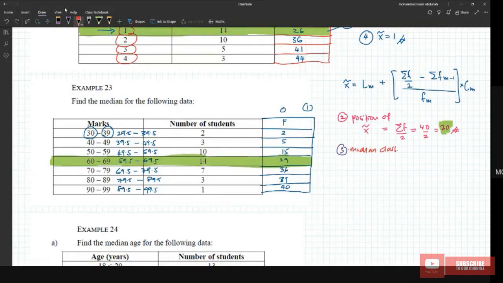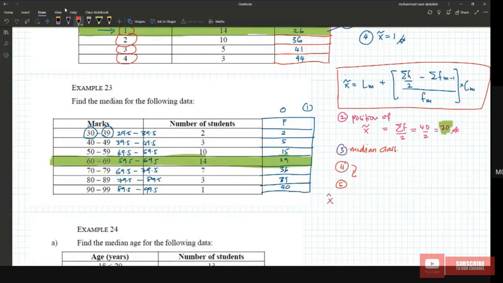Step number 3, we want to find a median class. So we already know that this is a median class, right? And step number 4, since we have a class size, we will skip to step number 5. So we will use the formula of finding median.